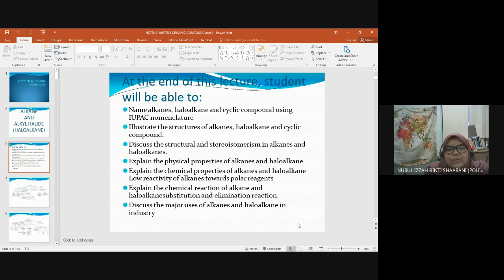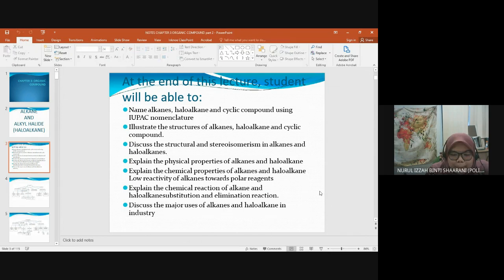Dia dalam bentuk yang tersusun, so we have the step by step. So name the haloalkene and cyclic compound using IUPAC nomenclature. Illustrate the structure of alkenes, haloalkene and cyclic compound. So ini kita nak draw lah, nak construct the structure tu lah. Structural formula dia lah. And then discuss the structural and stereoisomerism in alkenes and haloalkenes. So the isomer. Explain the physical properties, explain the chemical properties, chemical reaction, and then major uses of alkane and haloalkane in industry.